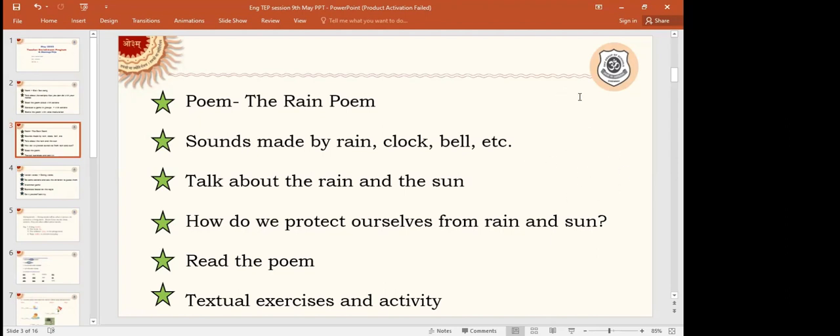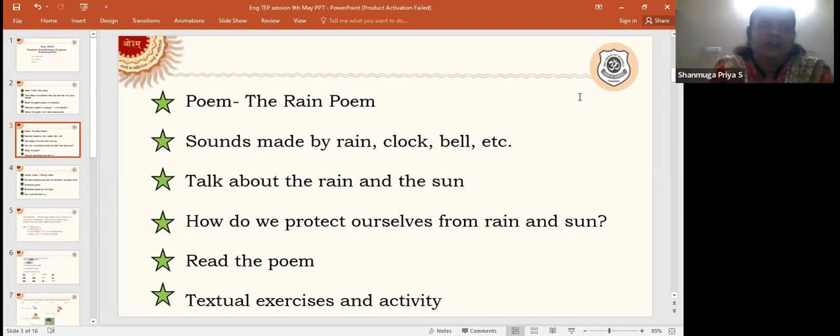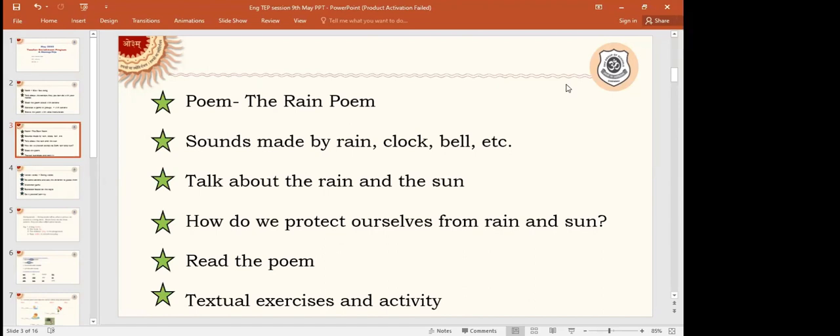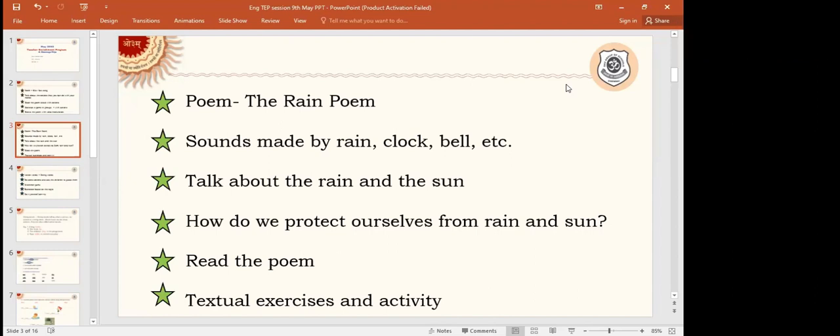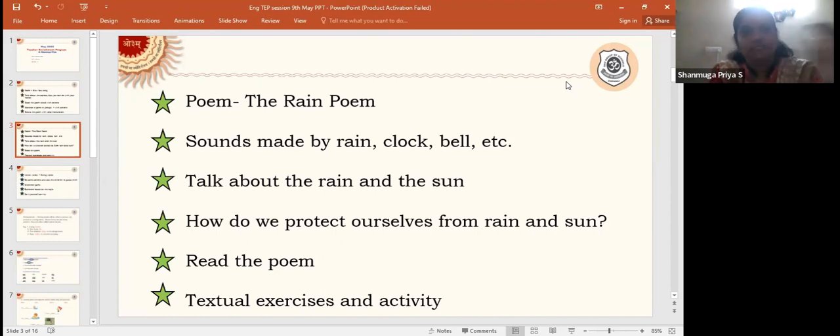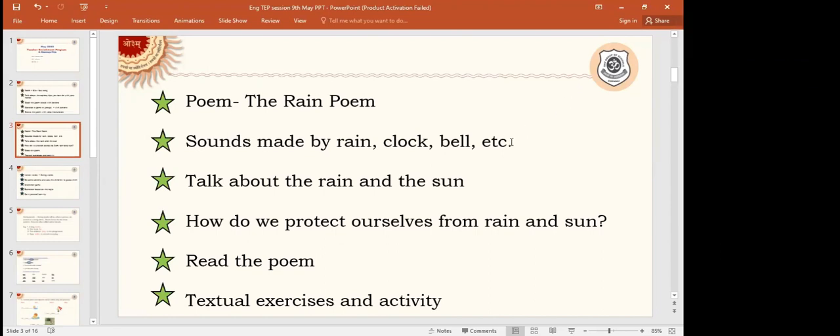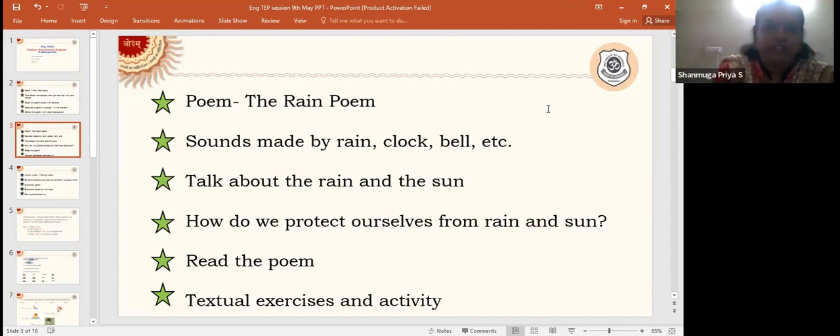Yes, thank you, teachers. And what are the things we use to protect ourselves from sun? Cap, cotton clothes, umbrella, sunglasses. Yes, umbrella. We take umbrella even during summer season. So these are the things we use to protect ourselves from rain and sun.